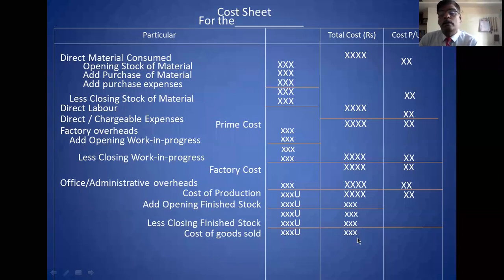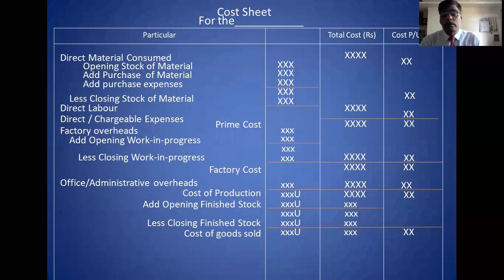Then you divide the total amount by the number of units sold. You will get the cost per unit of goods sold. At this stage, there is a little bit of confusion. Remember this. I'll send this video to my Google Drive. You can see it once again, if possible.